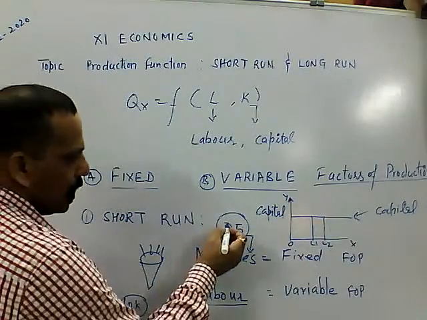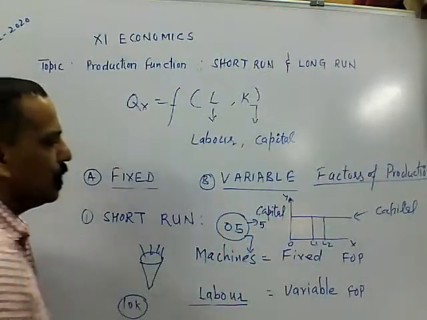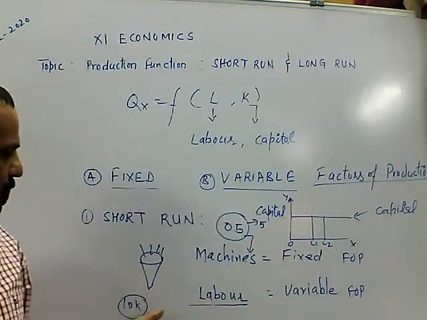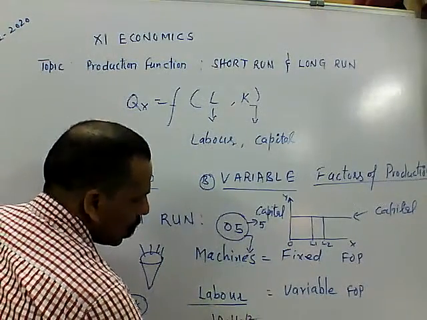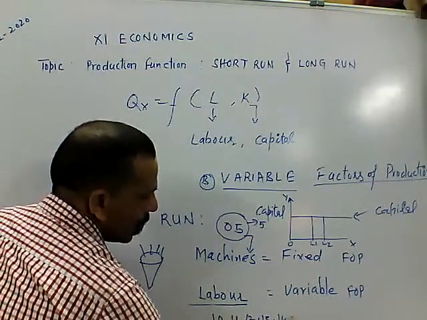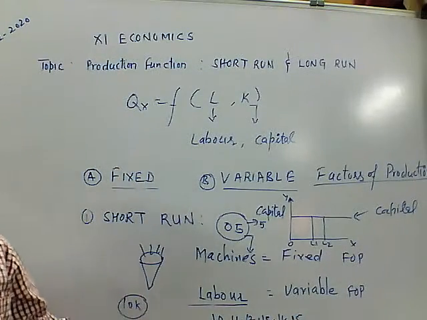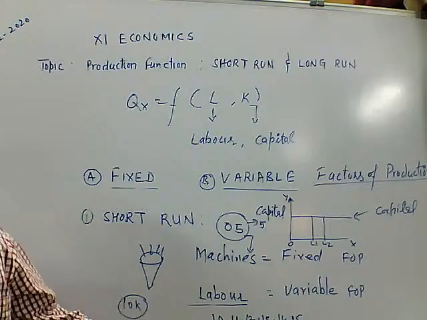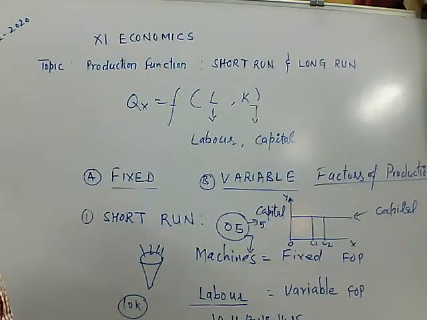Let's say, for example, we have 5 machines. So 5 machines will remain there, but labor can be increased. Like now you have 10, maybe 11, 12, 13, 14 and 15. So the number of variable factors, here labor, can be increased. Are you clear?